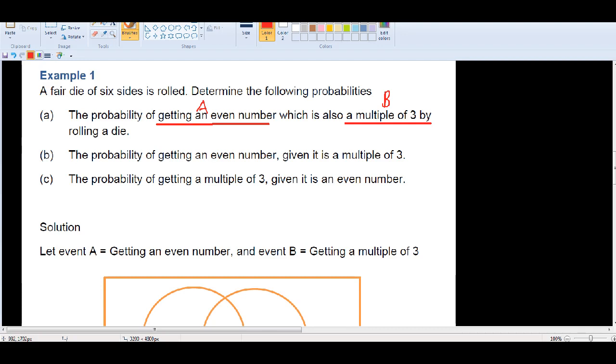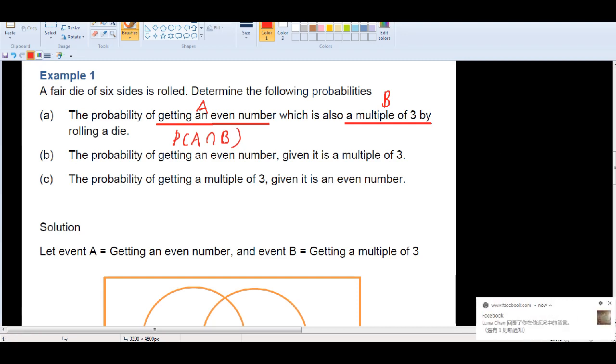You are looking for the event where you get an even number, but also another event, a multiple of 3, and they happen together. For this kind of description, it should be the probability of the intersection of two events. So this time you are looking for A intersect B, because two things must both happen.